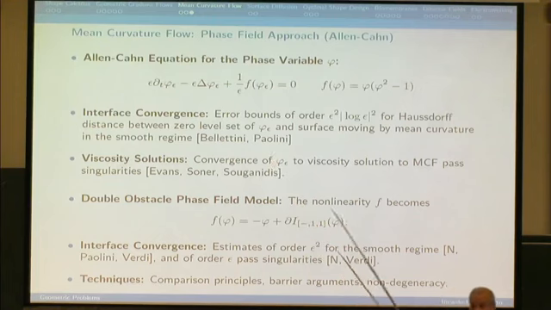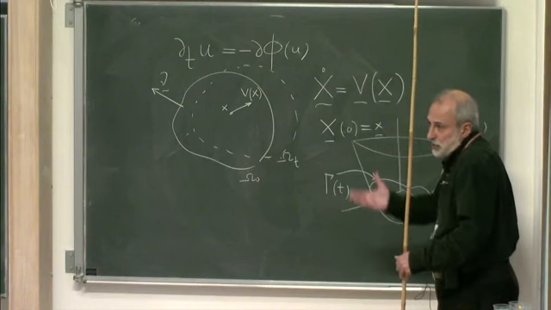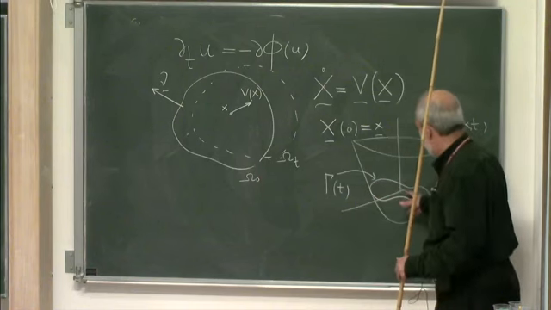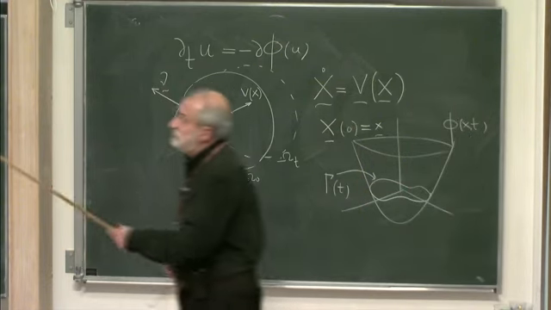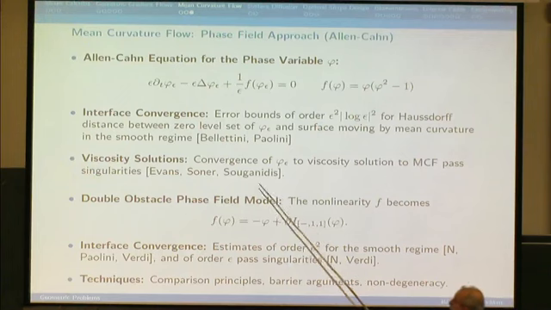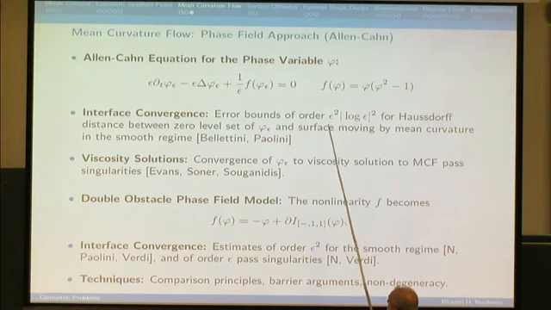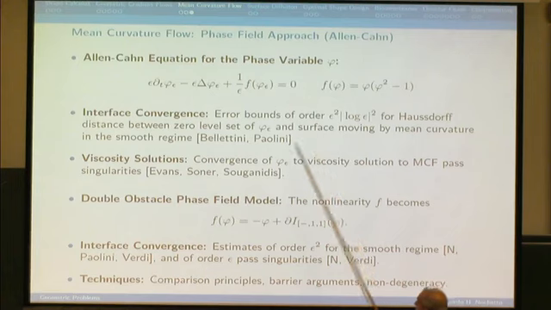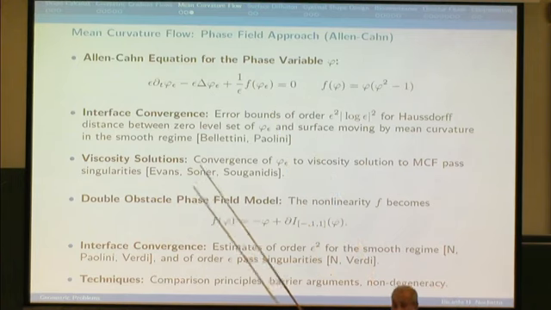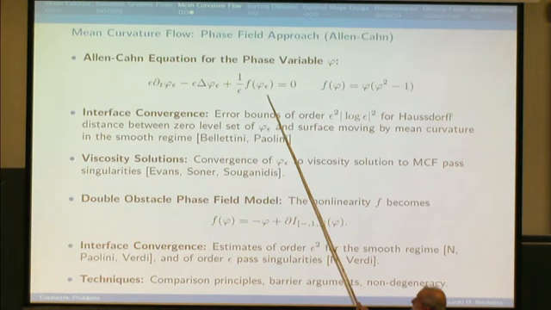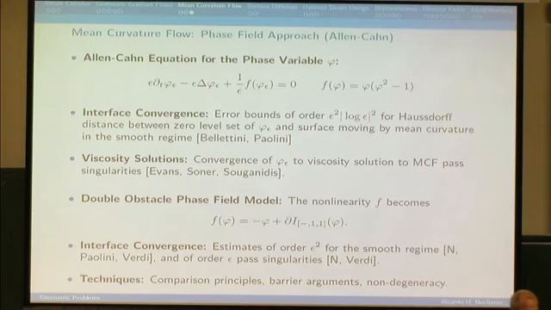You may have a flow, originally, that is smooth. The flow may lead to singularities, there is pinching, for instance, but it may be smooth for a long time, maybe for all time. For as long as the flow is smooth, there are error estimates for the approximation, in Hausdorff distance, between the zero-level set of phi epsilon and the boundary moving by mean curvature.